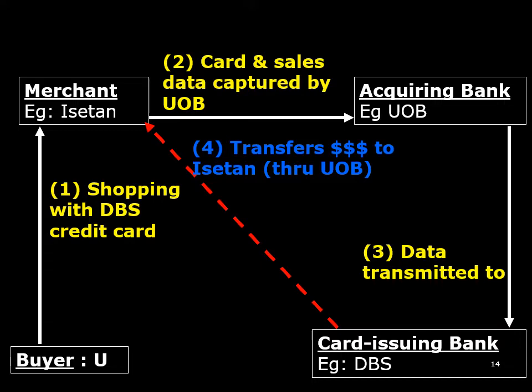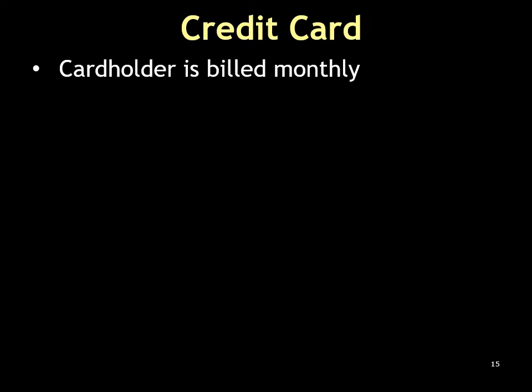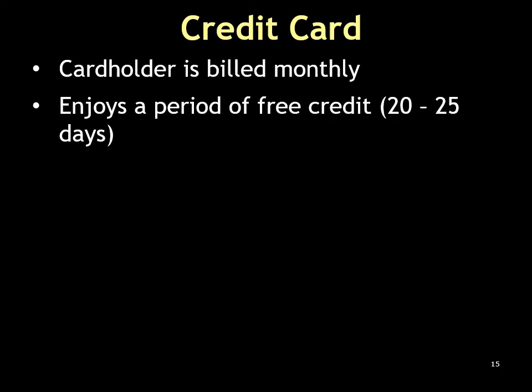And the fund will be transferred. DBS will transfer the money to Isetan through UOB because the terminal is UOB, and DBS will send you a monthly credit card bill. Card holders are billed on a monthly basis. It enjoys a period of free credit, or rather interest-free period, probably about from 20 to 25 days. It depends on the banks that you are with.